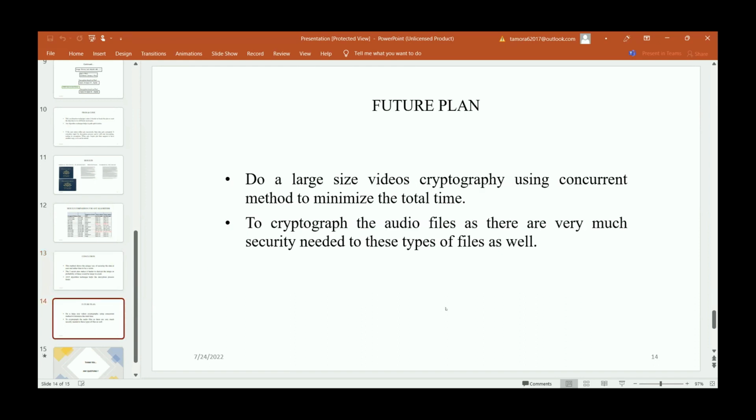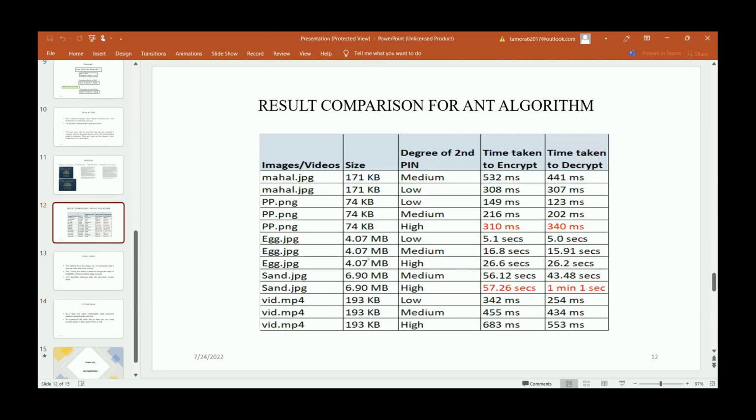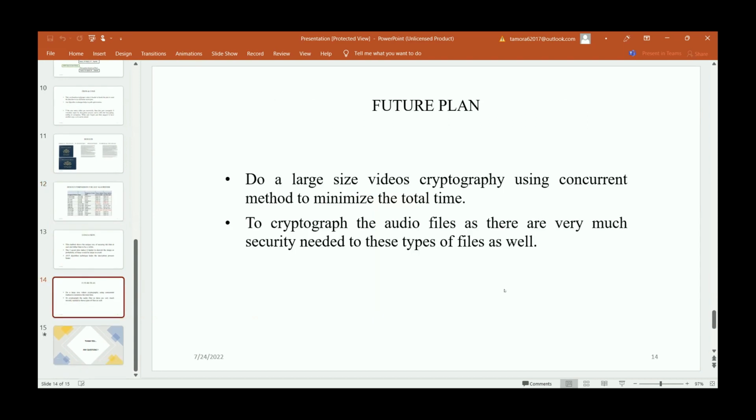So coming to the future plan, I have tried even encrypting large videos, let's say 100 megabytes or 200. The total time taken is very high. As you see here, when it is 4 MB, it has taken around 16 seconds. And when it is 9 or 7 MB, you could see it has taken around a minute. So you can imagine how much time it would take when I do a larger video. Sometimes it could take hours.